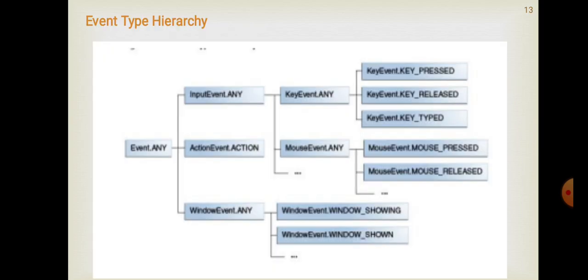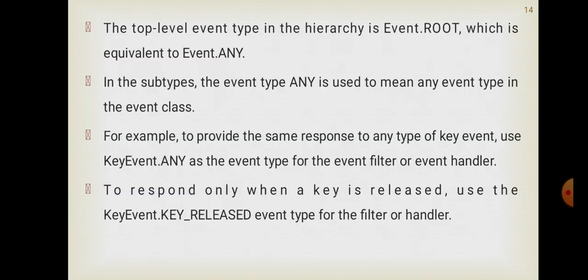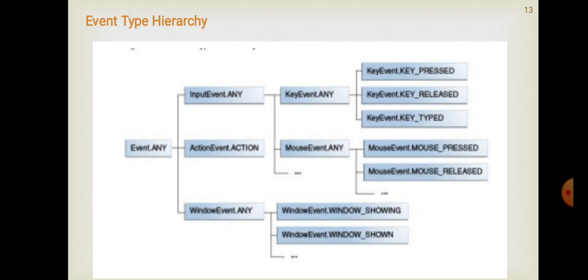This is the event hierarchy. First, any event is divided into three types: input event, action event and window event. Under input event we have key event, mouse event, etc. Key event can be classified as pressed, released or typed. For mouse event it may be pressed or released. For window event, it may be showing, window close or window maximize. All these events occur inside the window event. The top level in the type hierarchy is the event root, which is equivalent to any event. The subtypes which we have given are input event, action event, and window event.